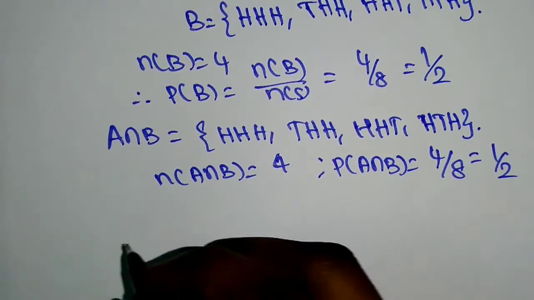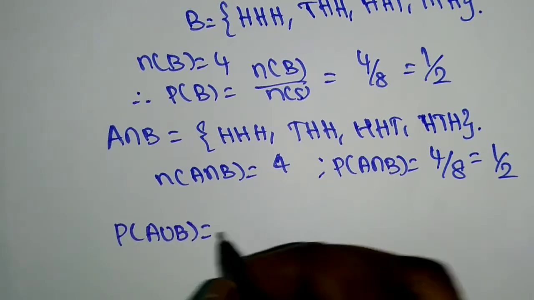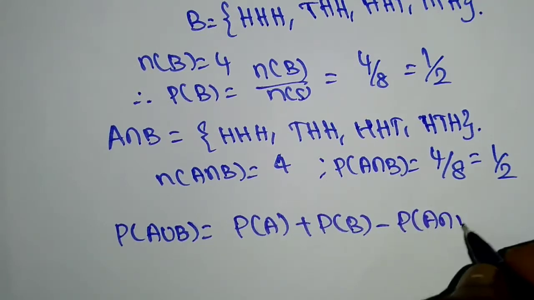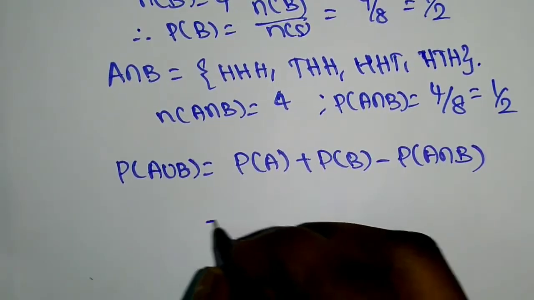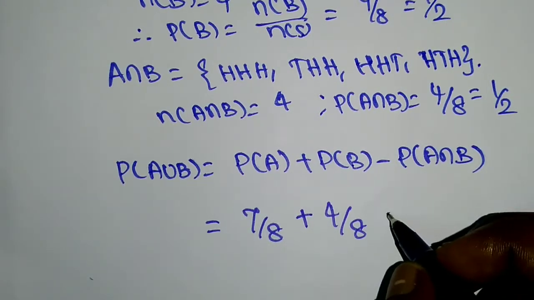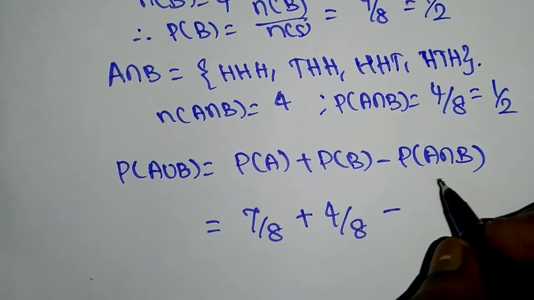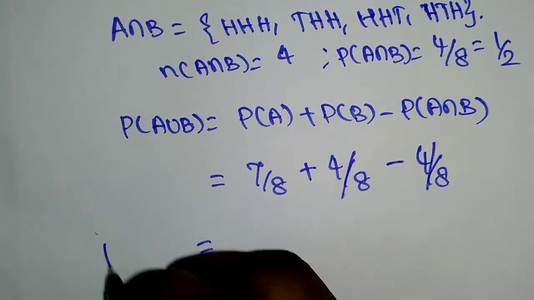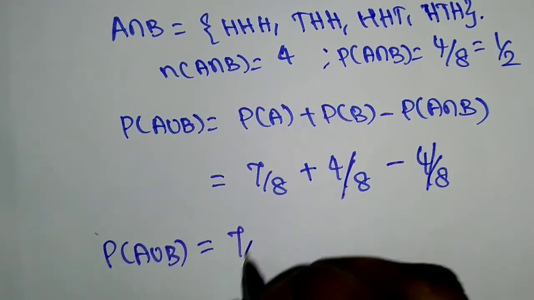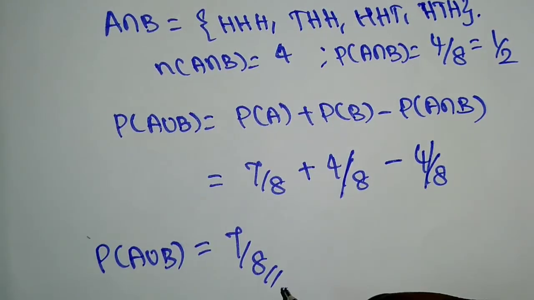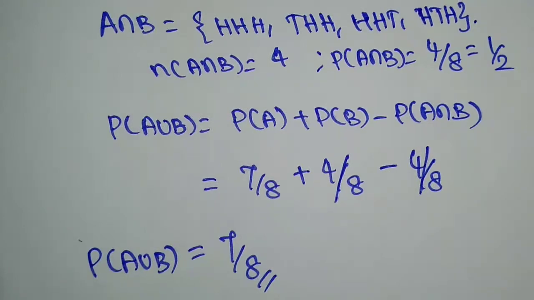Now we have to find P of A union B is equal to P of A plus P of B minus P of A intersection B. Okay. So now P of A is equal to 7 by 8, P of B is equal to 4 by 8, minus P of A intersection B, which is 4 by 8. So 4 by 8 and 4 by 8 cancel. Here we get P of A union B is equal to 7 by 8. So the probability of getting at most 2 tails or at least 2 heads is equal to 7 by 8.